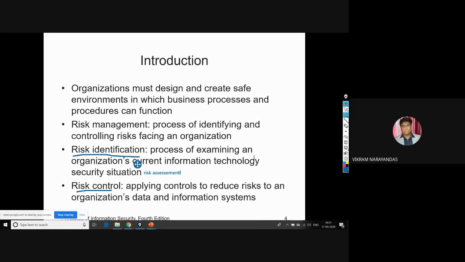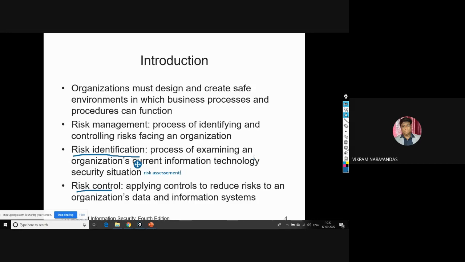So generally, risk identification is conducted within the larger process of identifying and justifying risk controls, generally known as risk management. So once again, risk identification is conducted within a larger process of identifying and justifying risk controls known as risk management.